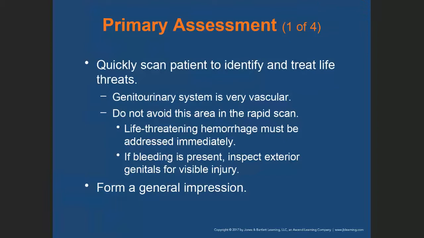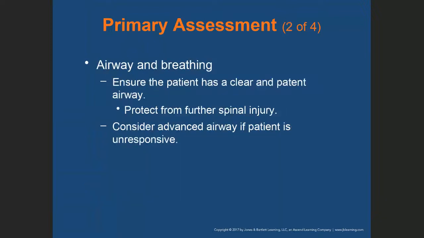Form your general impression of your patient and the environment. Always look at the patient, look at the environment that you find the patient in. Next, in the primary, LOC, airway, breathing. Ensure the patient has a clear and patent airway. Protect from further spinal injury. Consider advanced airway if patient is unresponsive. Consider requesting ALS to do advanced airway, because advanced airway is not a basic skill.